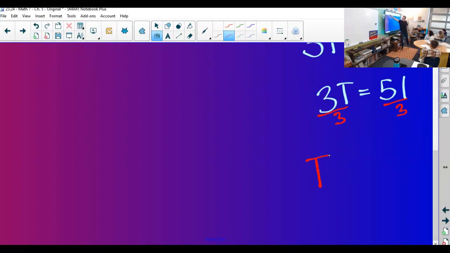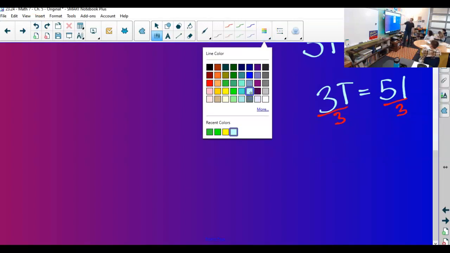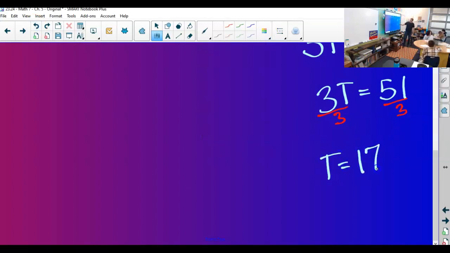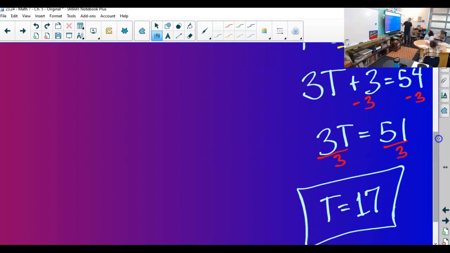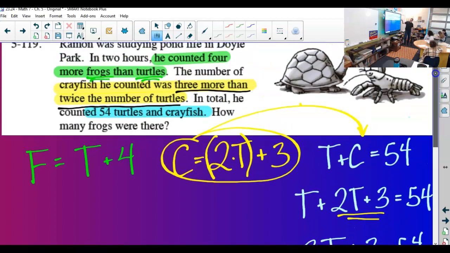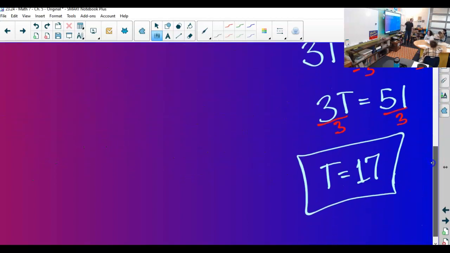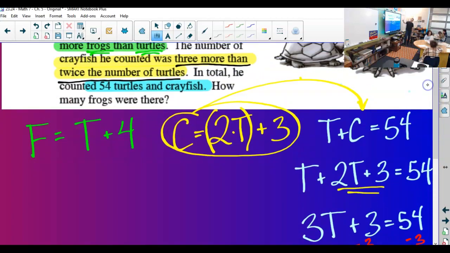I don't like doing that in red. If I now know my turtles, how can I figure out my other values? Plug back in my number of turtles. Like we don't have to find how many frogs, 21. How many crayfish? 37.